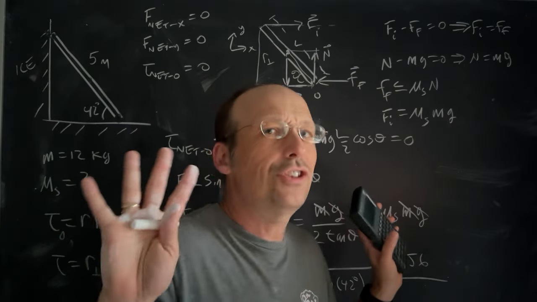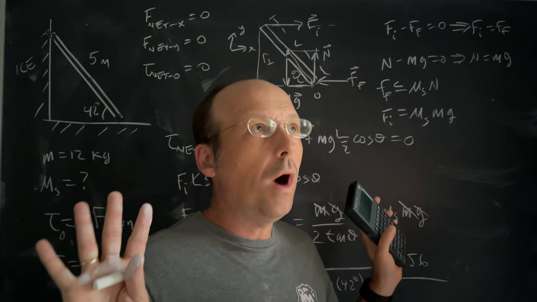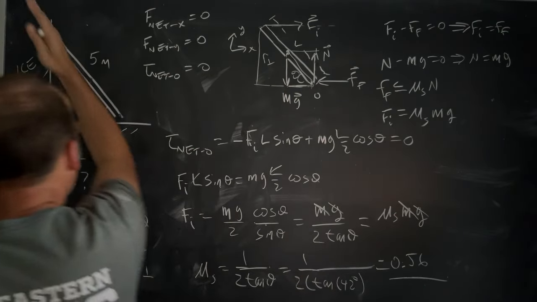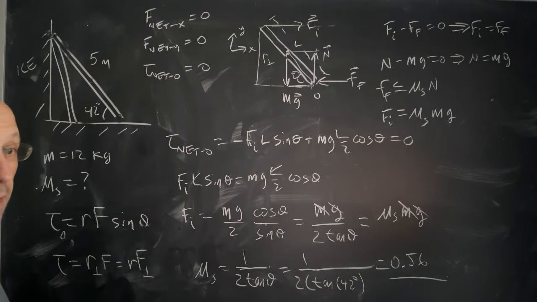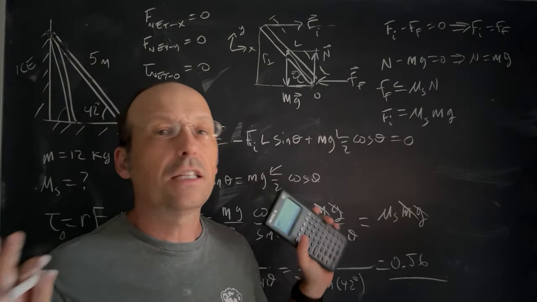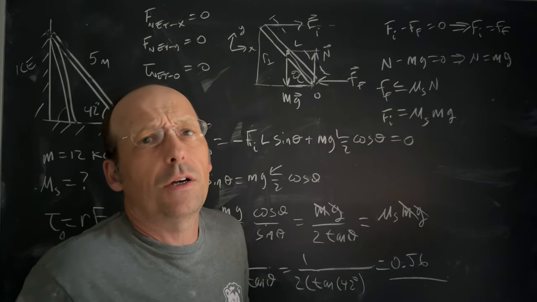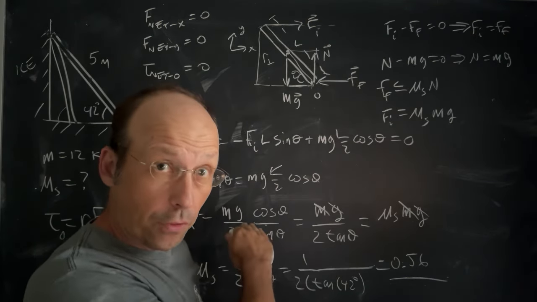Now let's just check something. What if I lean the ladder closer to the wall like this? In that case, theta would have to be a larger number. Let's put in theta is equal to 80. Okay, and I'm measuring from the horizontal here.